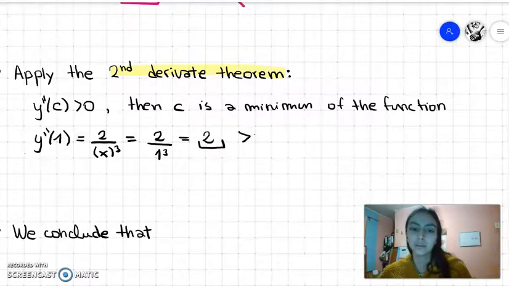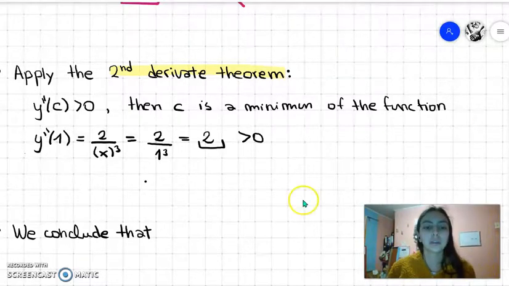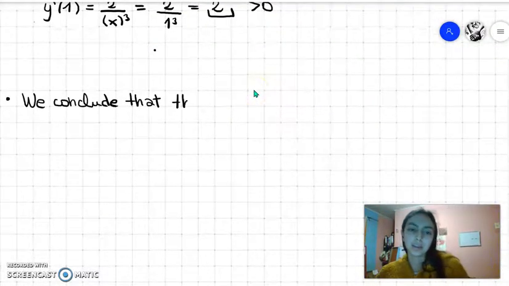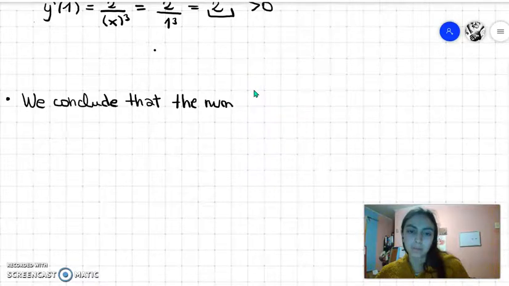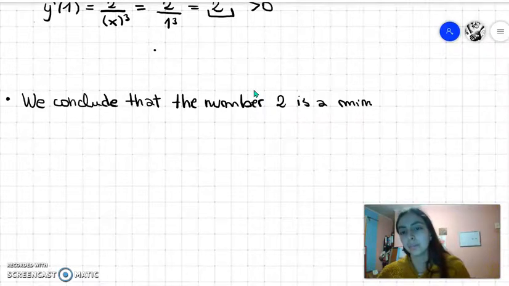And 2 is greater than 0, so we can conclude that x equals 1 is a minimum of the function.